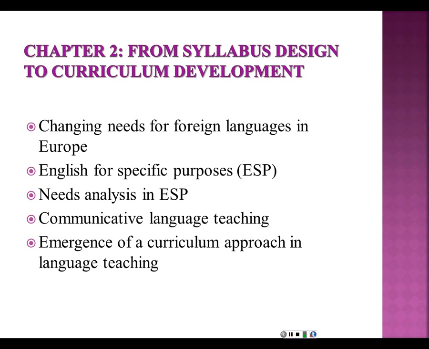Okay, Chapter 2, Richards. Danielle and Carolyn summarize that it deals with the changing needs for foreign languages in Europe, the rise of ESP, English for specific purposes, and that could be English for academic purposes. It could be, but back then originally it was English for business. Then it became English for technology, for engineering, but also as it relates to technology in many cases, English for medicine and English for legal purposes.